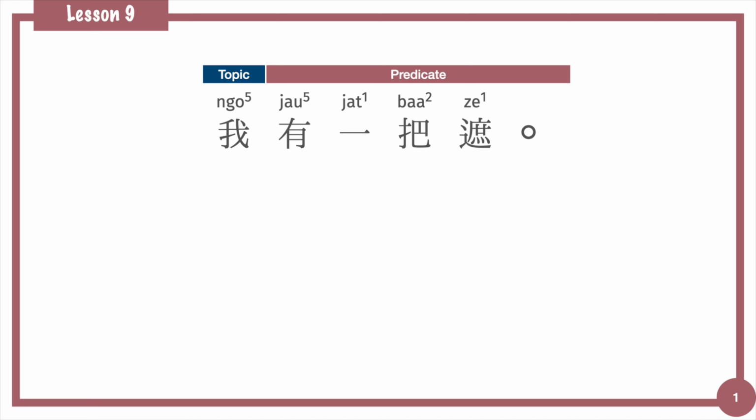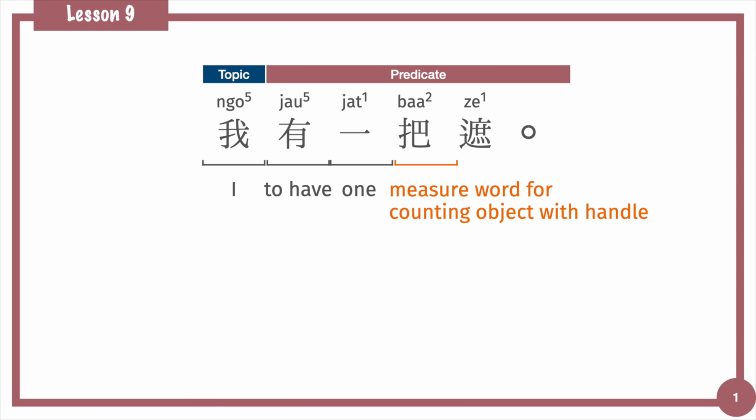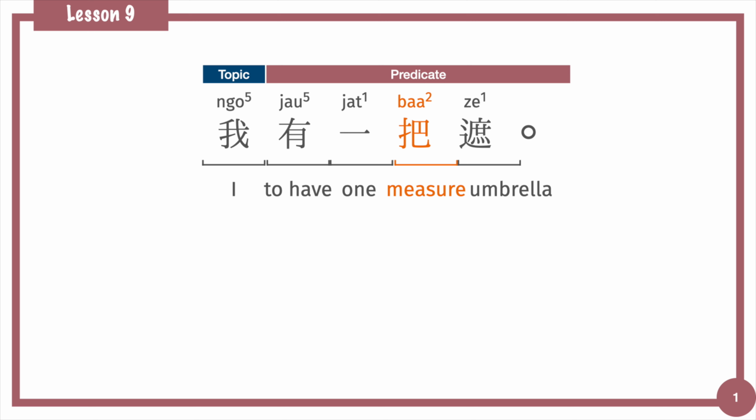Now let's begin with this sentence. 我有一把遮. 我 I, 有 to have, 一 one, 把 the measure word for counting objects with handle, 遮 umbrella. 我有一把遮. I have an umbrella. In lesson 8, we learned structure something like 我有遮. I have umbrella. To express quantity, we will add a number and the corresponding measure word.